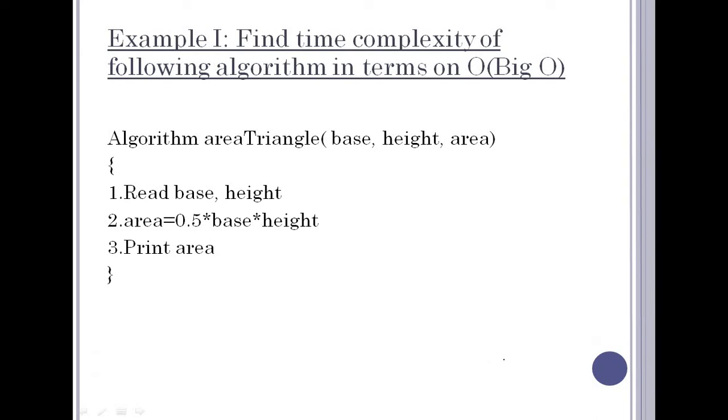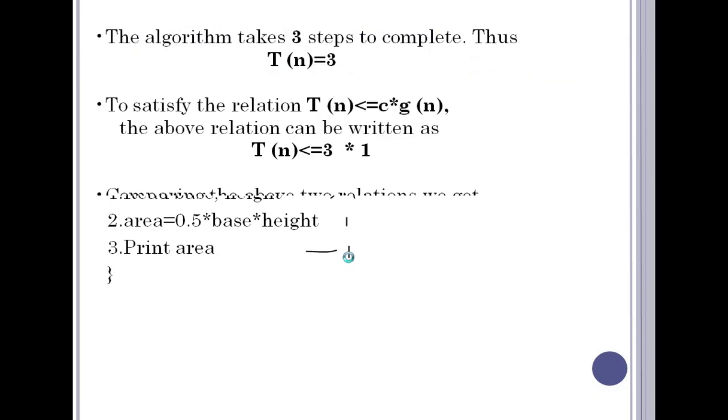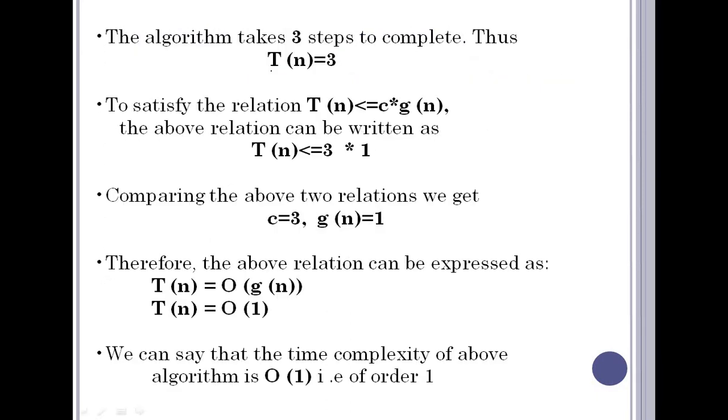Now we will see, suppose we know the step count, how we will represent that algorithm in terms of big O. This is a very simple algorithm for finding the area of a triangle. It requires 3 step counts: this is the 1st step count, this is the 2nd, and this is the 3rd. So my f of n is 3. Now we have to find c multiplied by g of n, which is always greater than t of n, because we have to represent it in terms of big O.